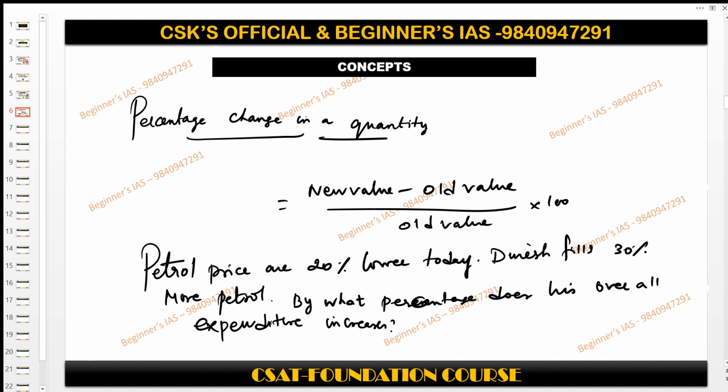Here people try this one. Petrol prices are 20% lower today. Dinesh fills 30% more petrol. By what percentage does his overall expenditure increase? You can use the PCG method also. You can use the successive discount method also.